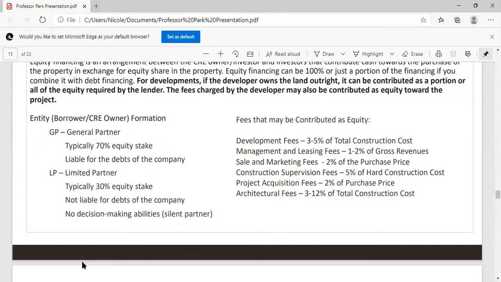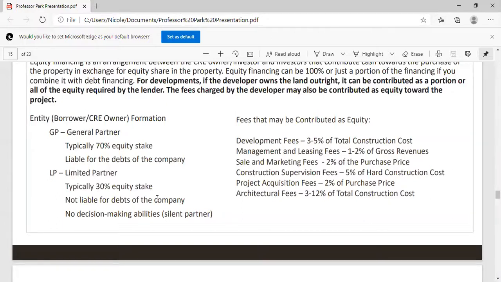So some of the fees that you can contribute as a developer would be something called a development fee, which is 3 to 5% of the total construction cost. And construction costs are split between soft costs and hard costs. Hard costs would be the actual beams or the mortar or bricks that you would be building the property with. And the soft costs would be development fees or an architectural fee or sale and marketing fees. Those would be soft costs. They're not things that you can actually touch. They're more like professional work fee types.